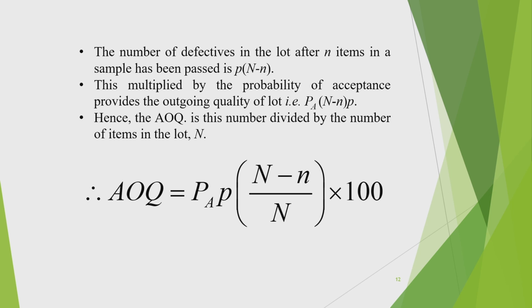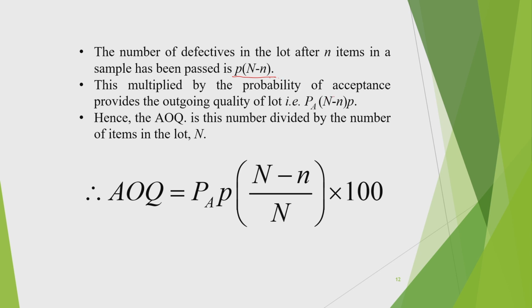So the number of defectives in the lot after n items in a sample have been passed is pN minus n, because there was a lot of N, but then I have inspected n items and the fractional defective was p. So basically the number of items is pN minus pn. Note down, I am not doing p into N. Actually pN were there, but when you did sample inspection, even if there was some defective item, naturally that has been removed or repaired. So effectively the number of defective items which will be left is pN minus pn.